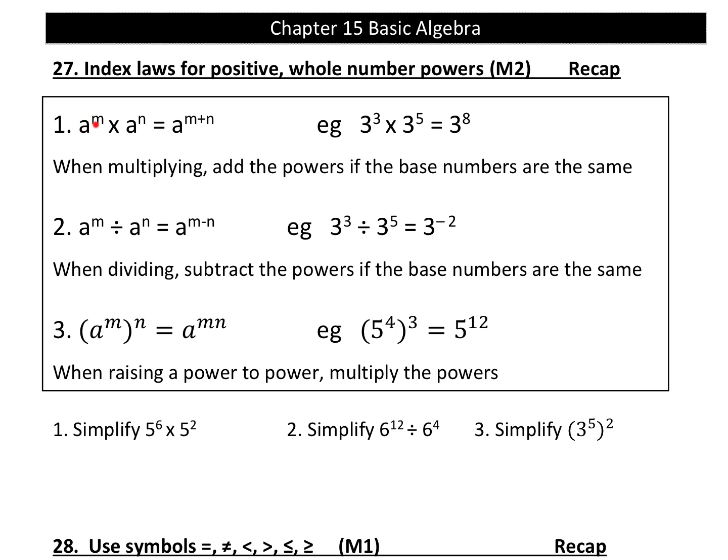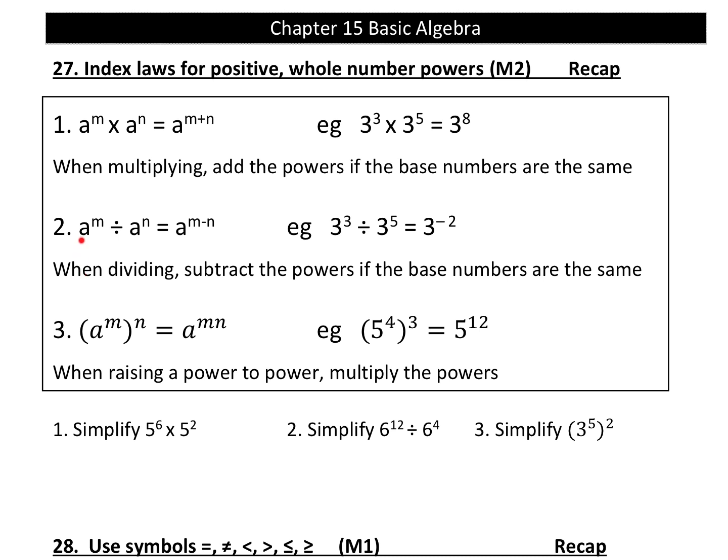We've got a to the power of m times a to the power of n, and that's equivalent to a to the power of m plus n. So when multiplying, you add the powers if the base numbers are the same. Here's an example. 3 to the power of 3 times 3 to the power of 5 would be 3 to the power of 3 plus 5, which is 3 to the 8.